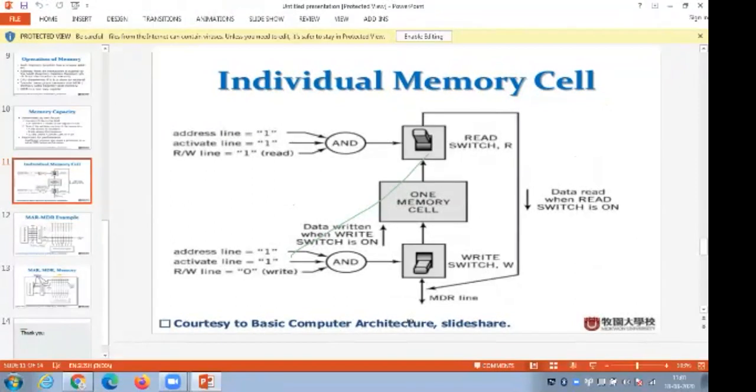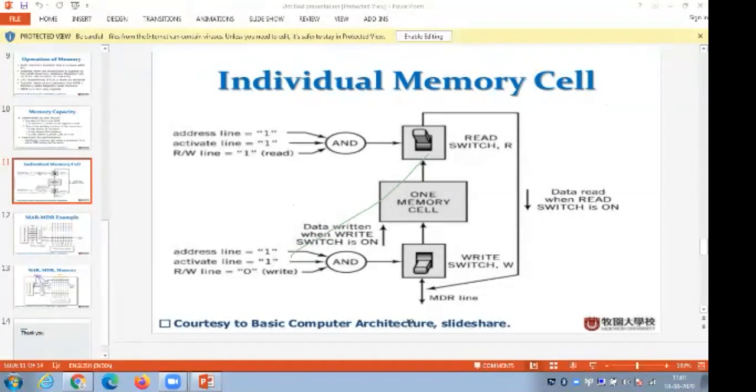This one memory cell is given a write switch, W, and this is the read switch, R. Now let me explain. Address line is 1, active line is 1, and the read/write line is equal to 1. So this is the read operation: first it reads the data.